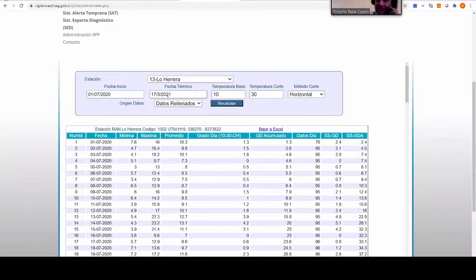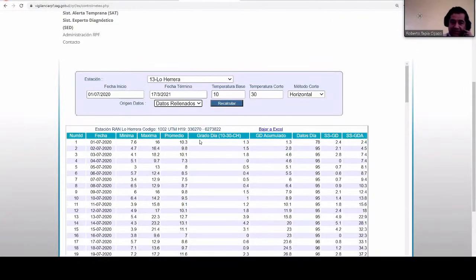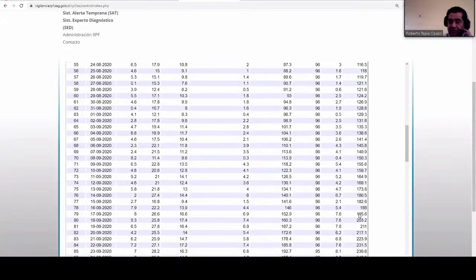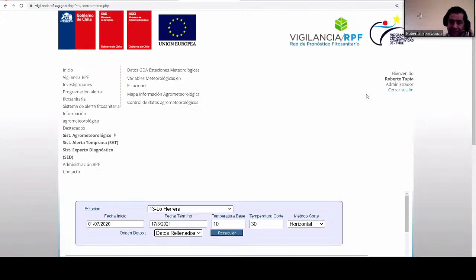They select the dates if they want to calculate cumulative degree days, the temperature thresholds, and the cutoff method. You can select the full database data that fills in certain data or others to create a new database and calculate. And the calculation is degree days for that day, the cumulative degree days, the day data, and according to the system, cumulative days and degree days. So all that information can be downloaded by producers.